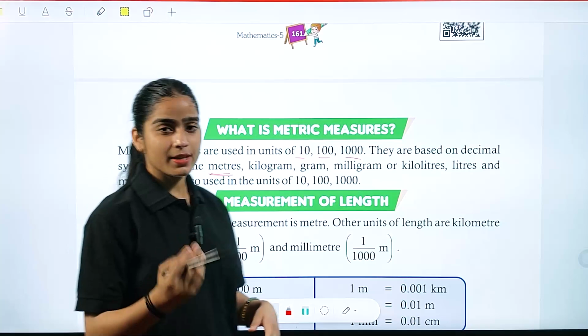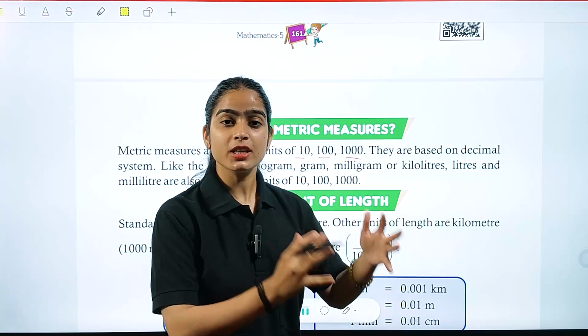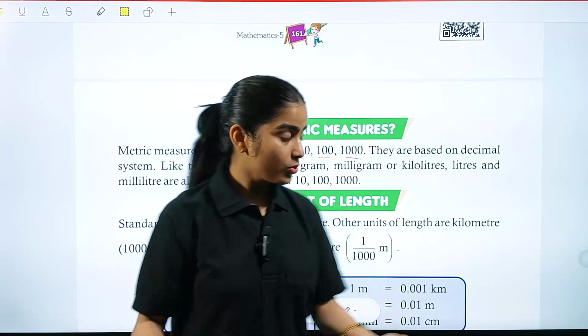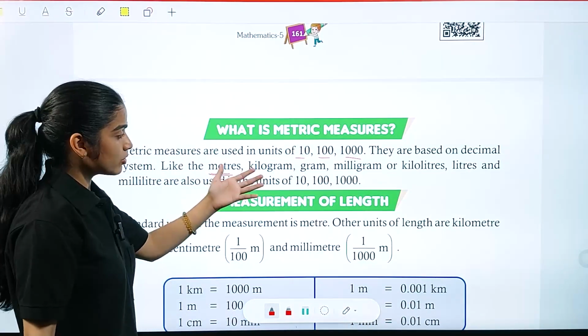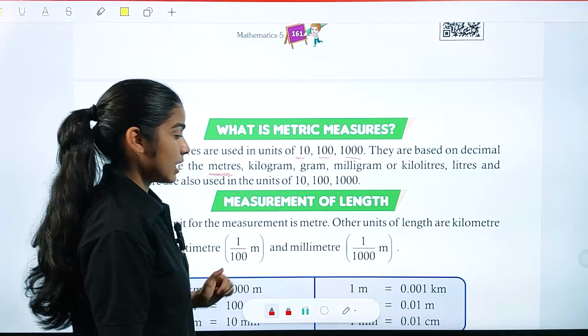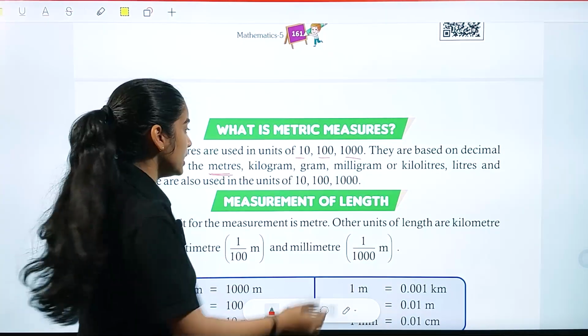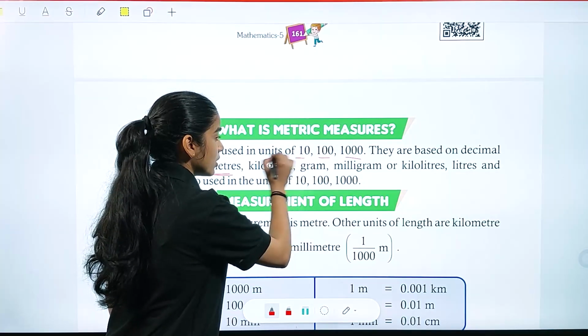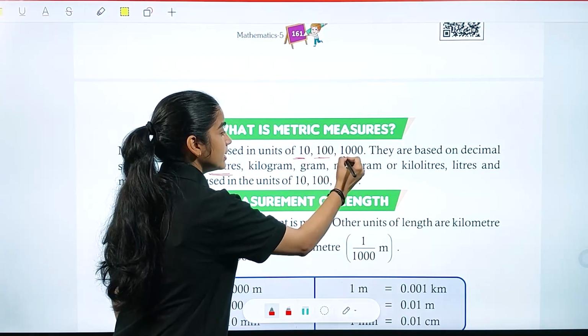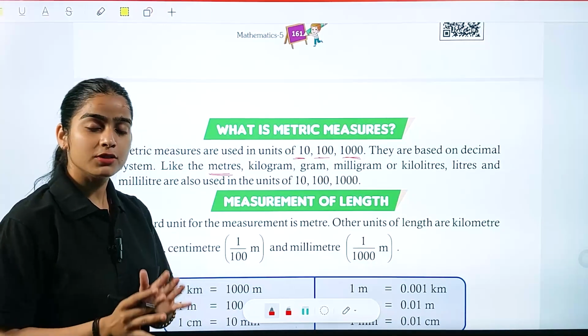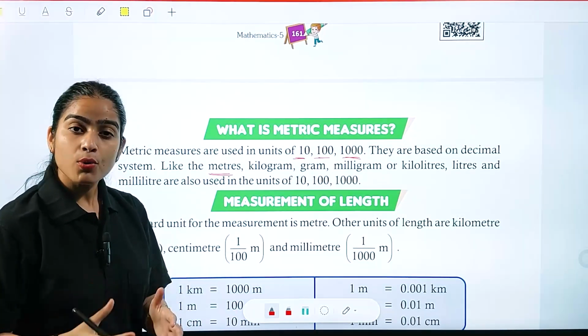So what we observe here is that for different kinds of things, we are calculating in different units. Those are the units we have: meters, kilograms, grams, milligrams, like this. Again, the one thing we have to understand here is that we deal with only these units, units of 10, 100 and 1000. So these are the units which you are using for different objects. How can you do that?